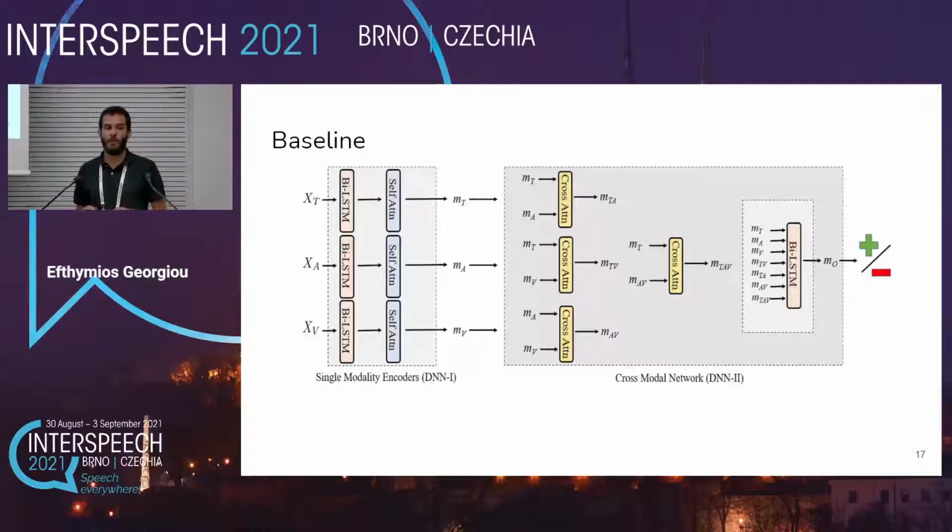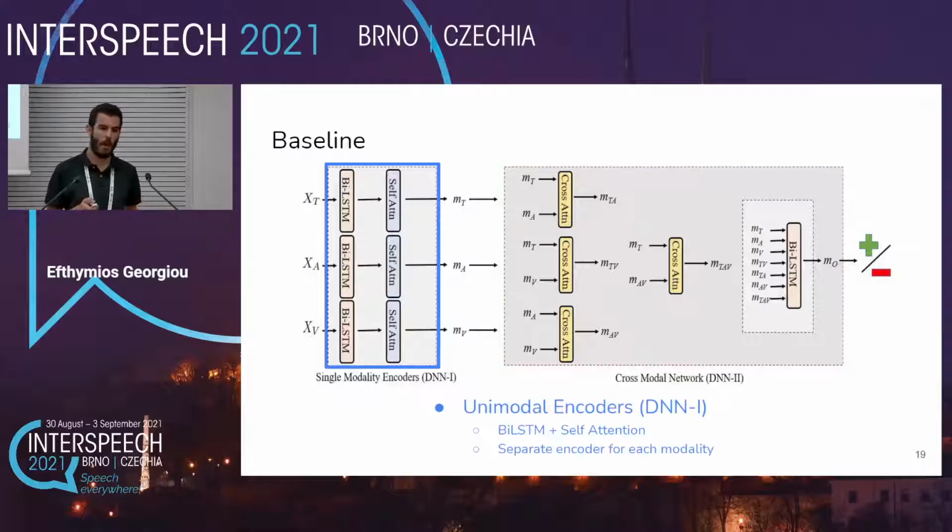We now introduce our baseline model. As illustrated in the figure, it consists of two subnetworks. The first one is responsible for extracting unimodal representations, unimodal encodings. We have used bidirectional LSTMs with a self-attention mechanism, and as illustrated in the figure, we have used a separate encoder for each one of the involved modalities. The output of that first subnetwork is the representation for text, audio, and video, namely MT, MA, and MV.